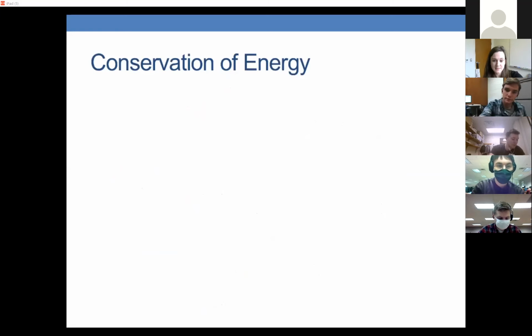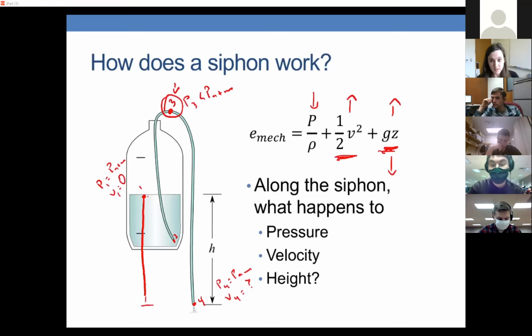Yes, Spencer, a quick follow-up on that one. Just to confirm, between points 2 and 3 and 3 and 4, the velocity would be staying the same? Yes, as long as the diameter of the pipe or tubing stays the same. And our density stays the same, right? Incompressible fluid, but remember, for an incompressible fluid, V1A1 is equal to V2A2 because of the conservation of mass. So if the diameter stays the same, the velocity has to stay the same. Okay, perfect. Just wanted to double check. Thanks for reminding us all.